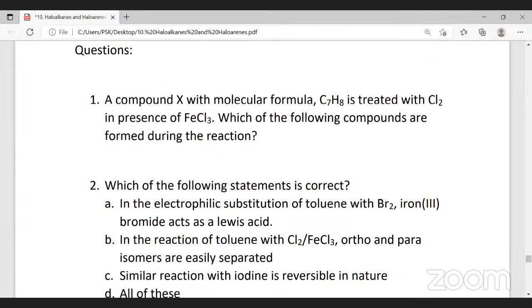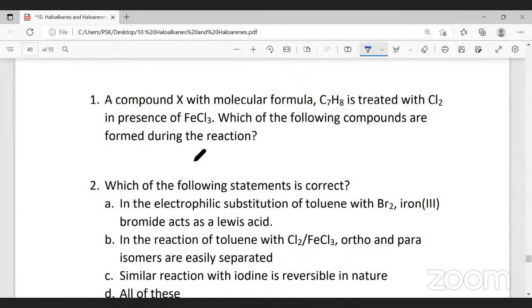Now, a compound X with molecular formula C7H8 is treated with chlorine in the presence of ferric chloride. Which of the following compounds are formed? I didn't want to write the structures here. The molecular formula C7H8, the compound is this: benzene ring and CH3, toluene.